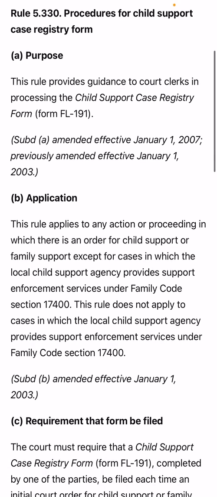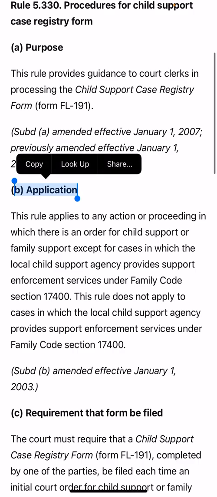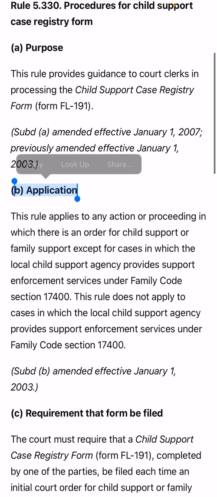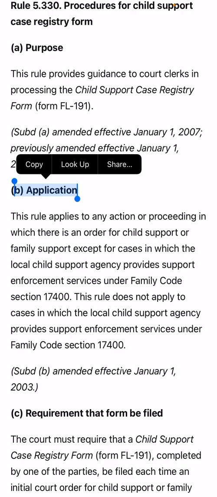Okay, the application here under B states the rule applies to any action or proceeding in which there is an order for child support or family support, except for cases in which the local child support agency provides support enforcement services under Family Code Section 17400. Now, well, there's not a child support order, they can't do an order. But, however, if there's a default judgment, that becomes an order. If there's a stipulation among the parties, that becomes an order. If you do not contest the recommendation, that becomes an order. You have 10 days to contest it, and then an additional 10 days before it goes to the nationwide database.